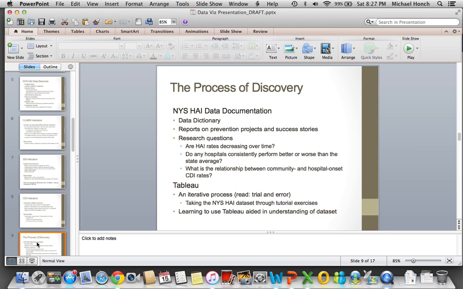My work with Tableau, learning it, was really a trial and error process. I took this data set through various tutorial exercises just to get to know it. And truly, learning to use Tableau was inextricably linked with my gaining knowledge of this data set.